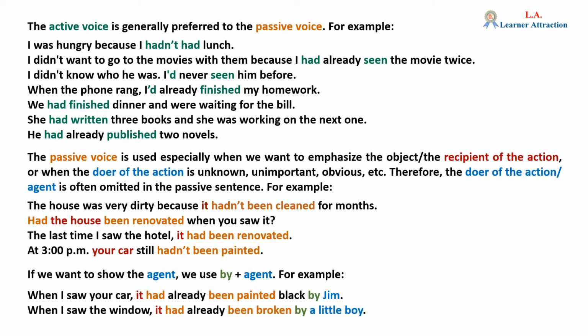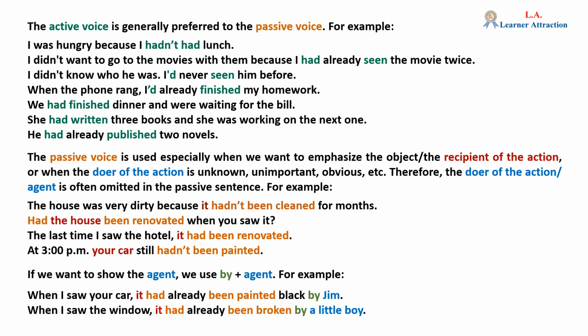The passive voice is used especially when we want to emphasize the object, or the recipient of the action, or when the doer of the action is unknown, unimportant, obvious, etc. Therefore, the doer of the action, or the agent, is often omitted in the passive sentence. For example, the house was very dirty because it hadn't been cleaned for months.